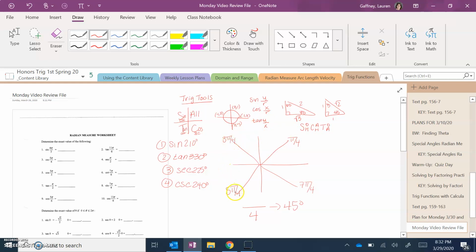4 pi over 4 clearly reduces. 5 pi over 4, 6 pi over 4 reduces. 7 pi over 4, 8 pi over 4.